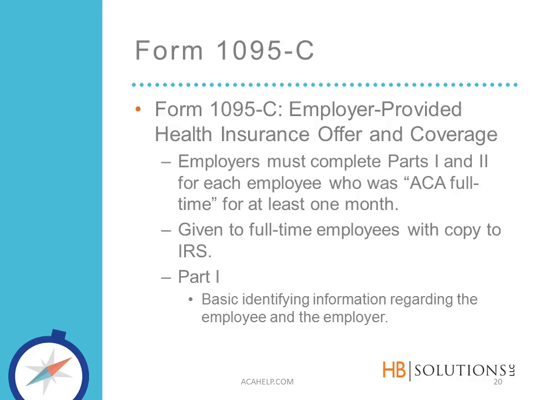And then next we have the Form 1095-C. This is the employer-provided health insurance offer and coverage form, generally referred to as the employee statement. This must be completed by all large employers, both self-insured and fully insured, and it must be provided to each individual who is an ACA full-time employee during at least 1 month during the calendar year.